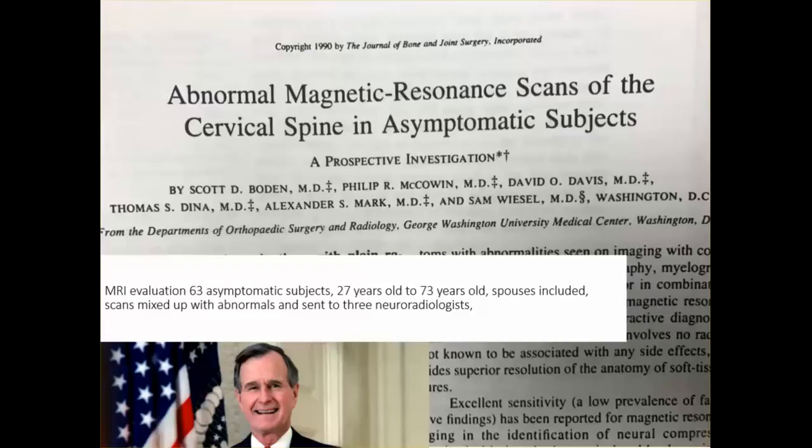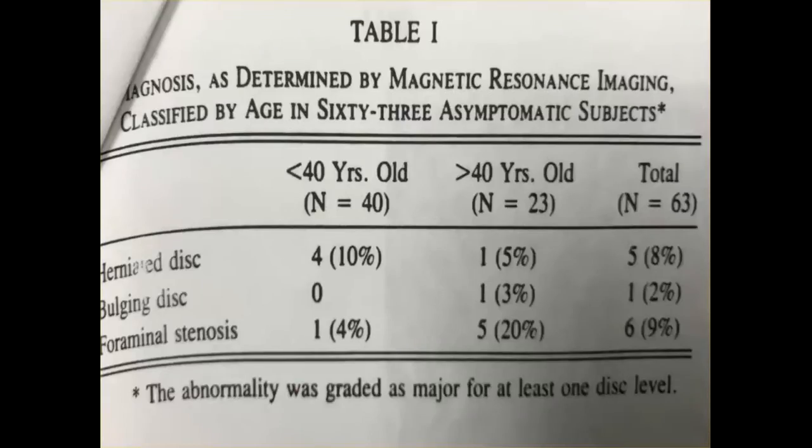They just asked, what do normal people with no symptoms, what do their MRIs look like? And he also mixed it in with some abnormal studies, so the radiologists were kind of unbiased, sort of. And what they found is, if you just look at patients, they used the cutoff of 40 years old, and they looked at the abnormalities.